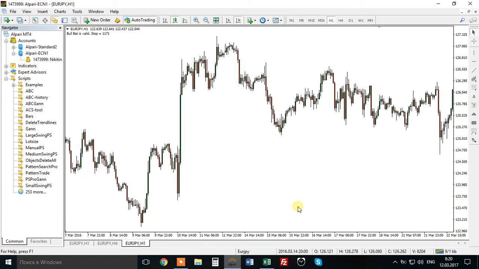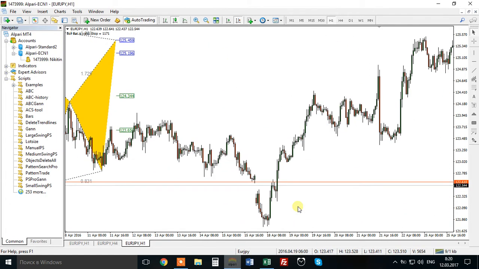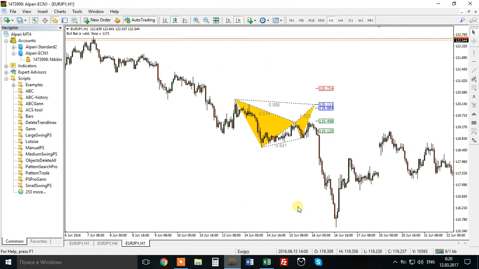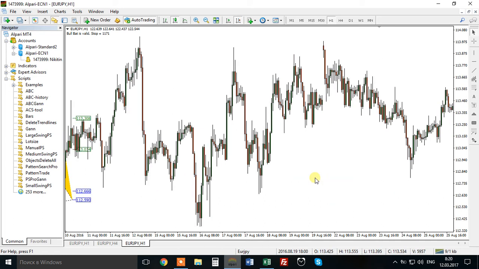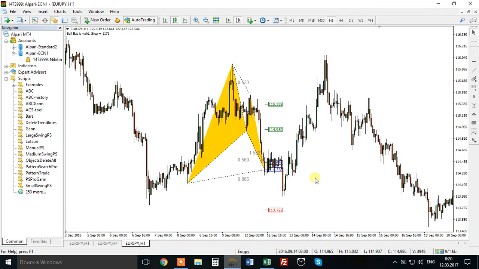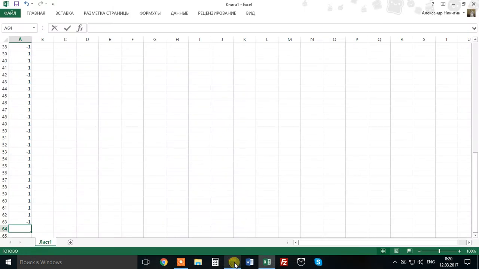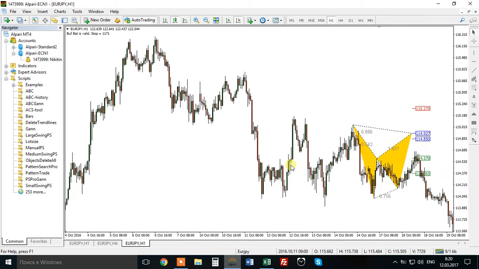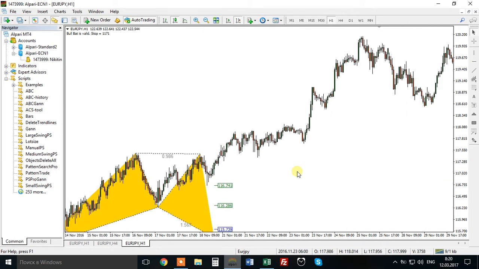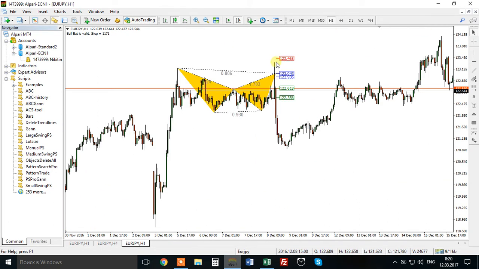Nothing here. Invalidated pattern, invalidated as well. Invalidated as well. Here you see the C point. Okay, some consolidation, dropped lower, and then we went to the upside. A winner. Invalidated, a winner. Boom, goes to the downside.